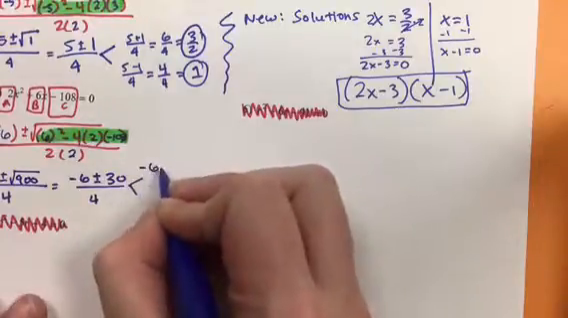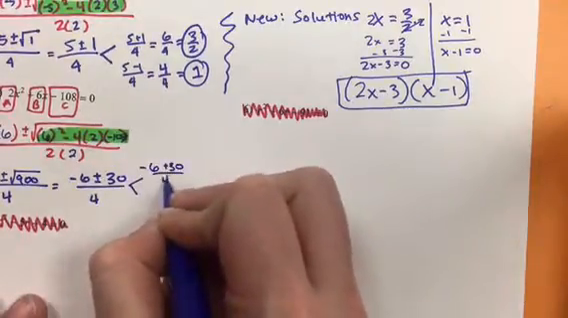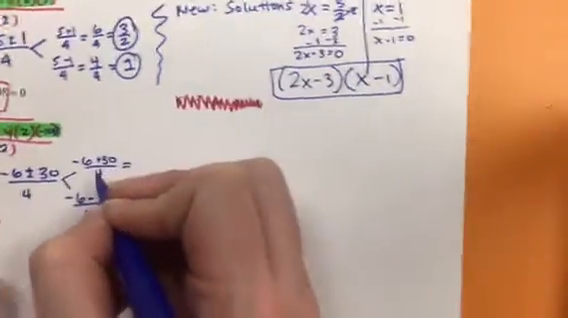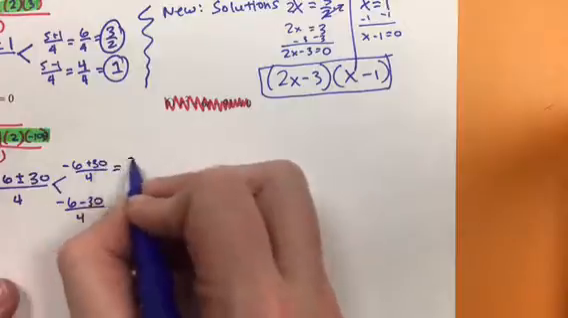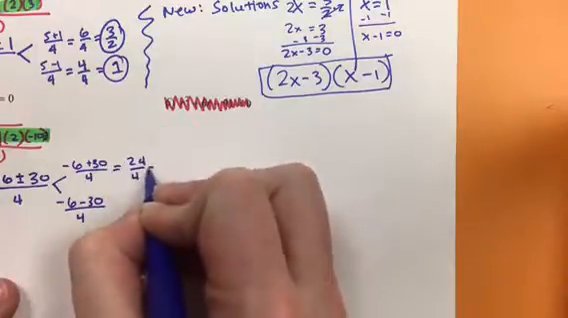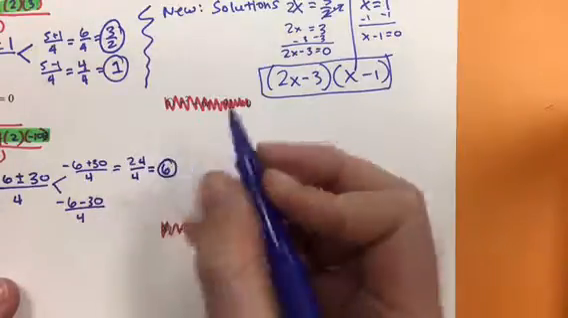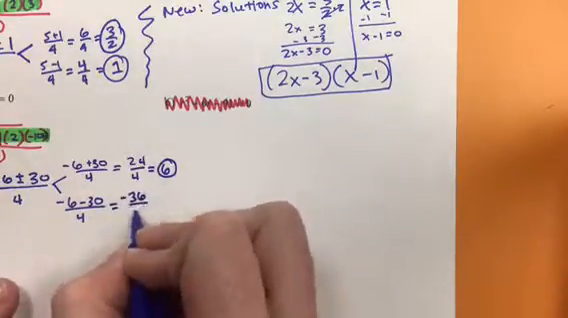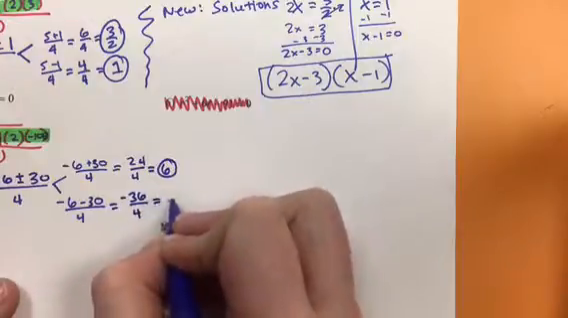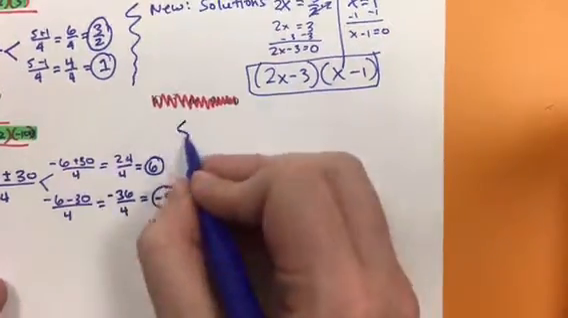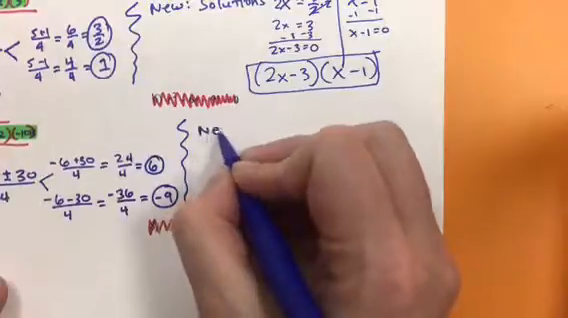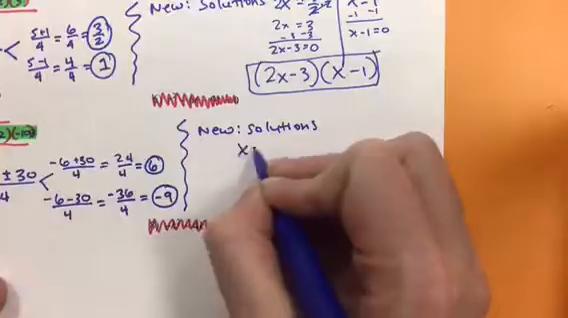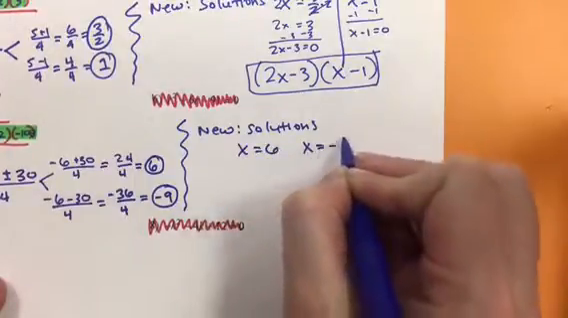Split them up. Negative 6 plus 30, negative 6 minus 30. Negative 6 plus 30 is 24 over 4, which is equal to 6. Negative 6 minus 30 is negative 36 over 4, which equals negative 9. So my solutions are x equals 6 and x equals negative 9.